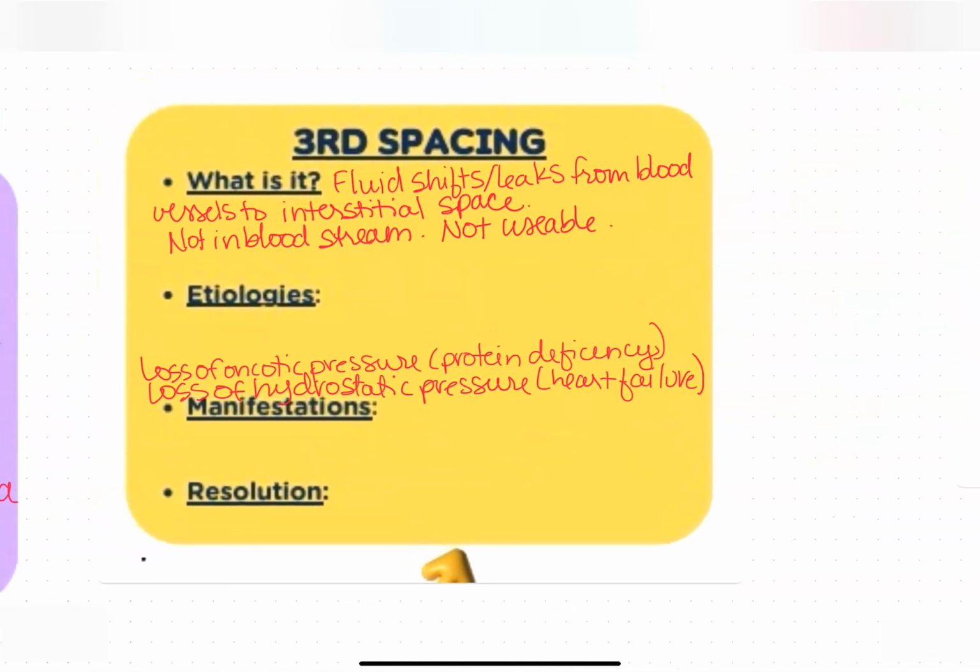Now let's talk about third spacing. Third spacing occurs when there is a fluid shift or fluid leaks from inside the blood vessels into the interstitial space. The fluid is not in a usable area, meaning it is not in the bloodstream.